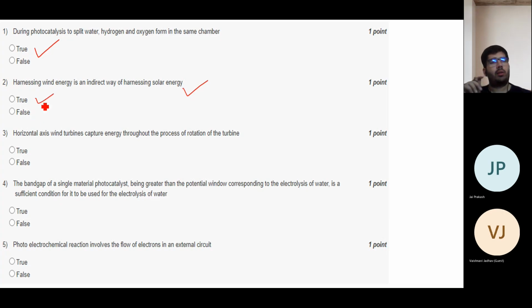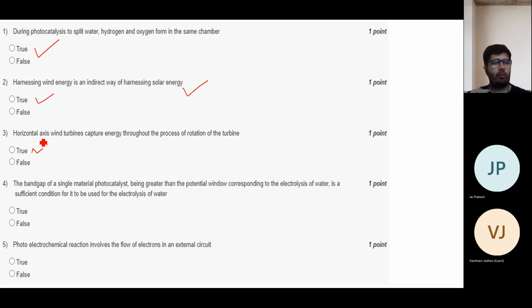Question number 3: horizontal axis wind turbines capture energy throughout the process of rotation of the turbine. This is also true, because it will capture the energy throughout the process of rotation of the turbine.